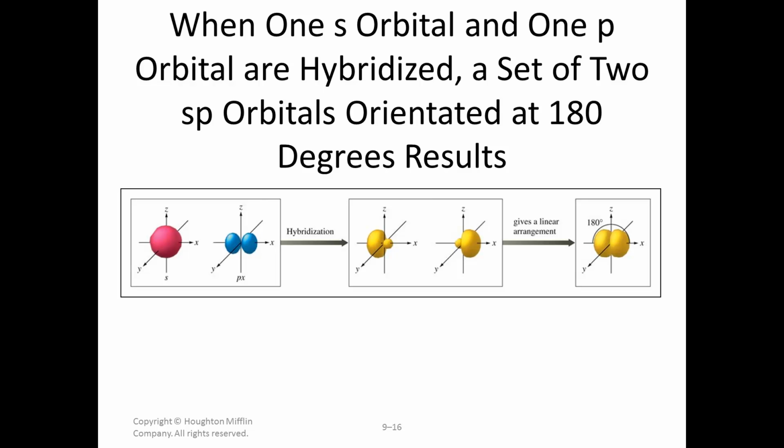A third bond type can come about when we combine an s orbital and one p orbital. When we need 2 equivalent sets of hybridized orbitals, we get sp hybridization, as is shown in carbon dioxide. The sp orbitals are oriented at 180 degrees and result in a linear arrangement.